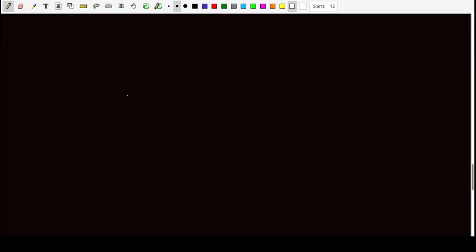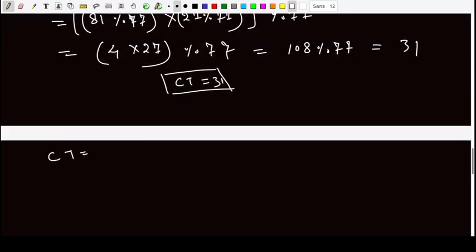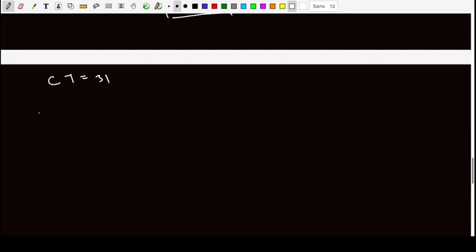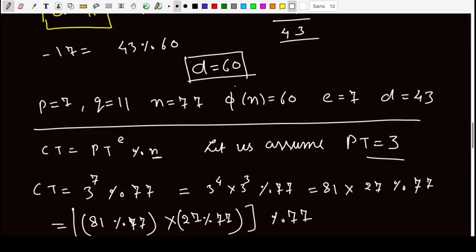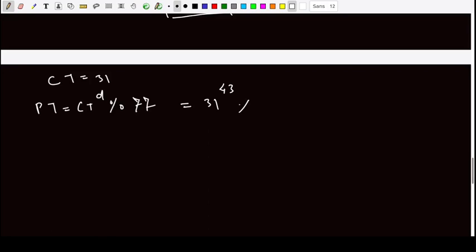Now we know that the ciphertext is 31. I'm so sorry, 31. So plaintext is equal to ciphertext to the power of the decryption private exponent modulo n, which is 77. So ciphertext is 31 to the power d. D is 43. Remember this. D we have obtained as 43 modulo 77.